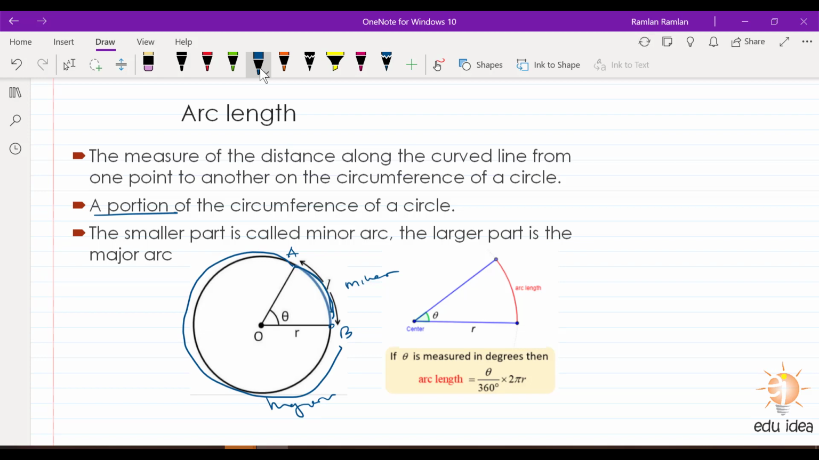This one is smaller than this one, right? So this is the minor and this is the major. Okay, so that's the only difference. Now let's go to the formula here.